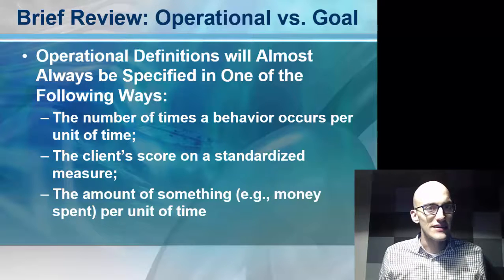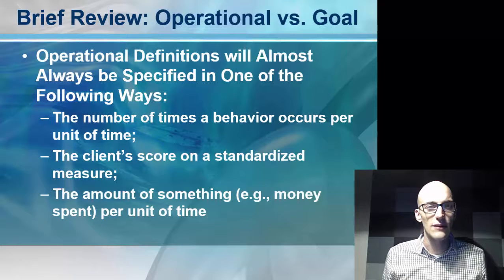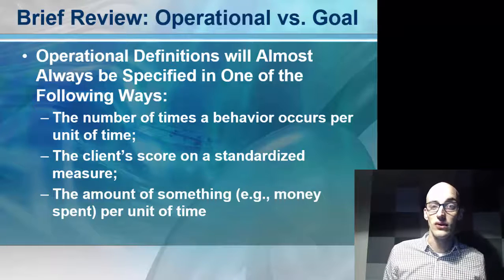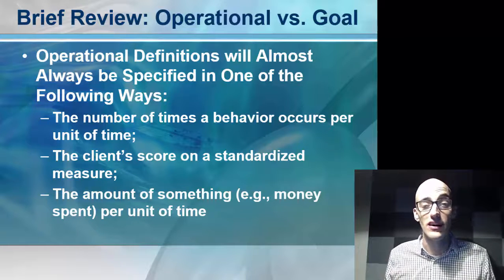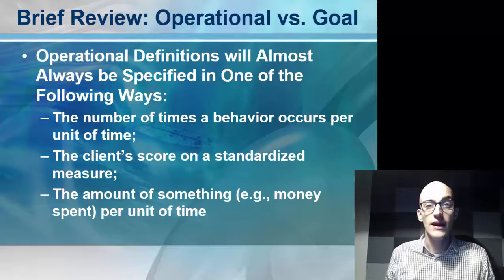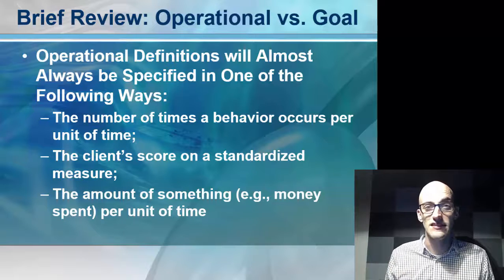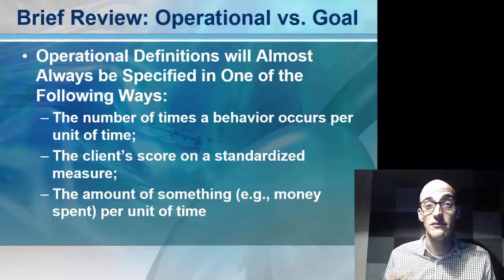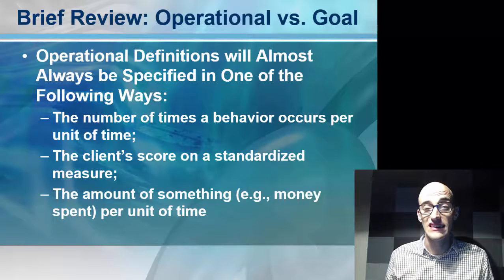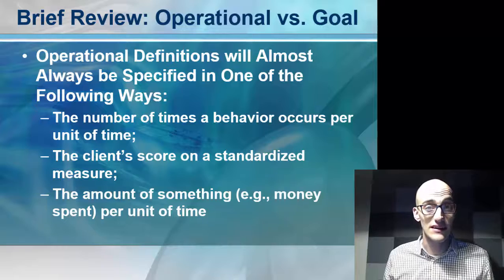Every semester I've taught this, people have gotten a little bit confused about what exactly an operational definition is versus what a goal is versus a client concern. When we're thinking about operationally defined problems, they're the number of times the behavior occurs within a unit of time. It could be the client's score on a standardized measure, but again, it would be something time specific. So a standardized measure of their depression, the Beck Depression Inventory on a weekly basis, whatever their score is per week, could be an operationally defined problem of their depression. It could also be the amount of something, like the amount of money spent on gambling or the number of standard drinks per week. Those would both be examples of operationally defined problems.